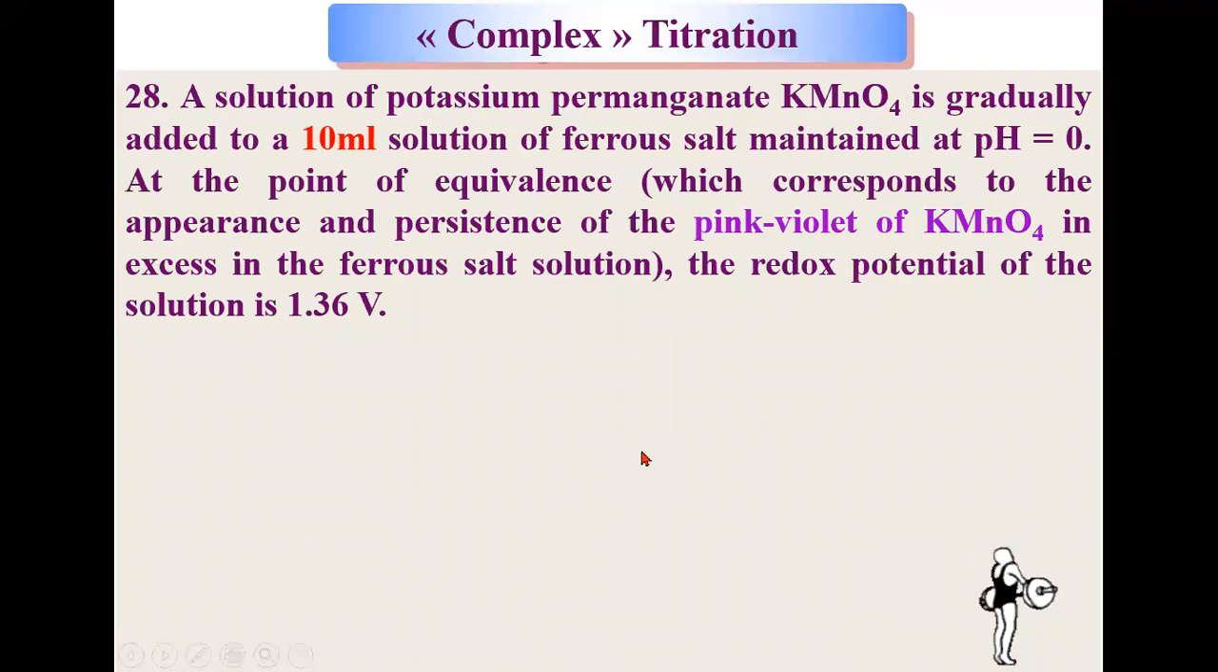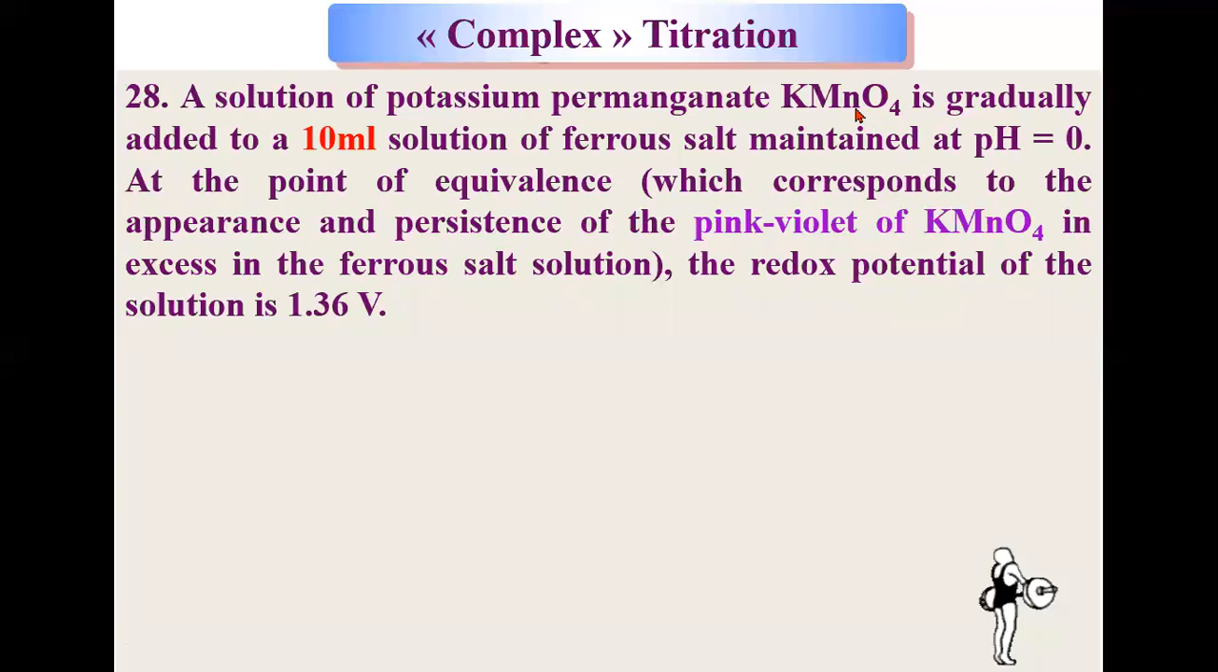We're going to do now a question on complex titration. We have potassium permanganate, KMnO4, gradually added to a solution of iron salt, of ferrous salt. When they say ferrous, it means Fe2+. If they say ferric, it means Fe3+. The idea of gradually added means titration.